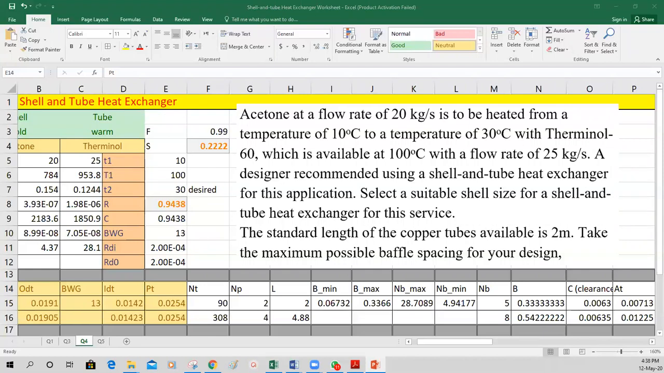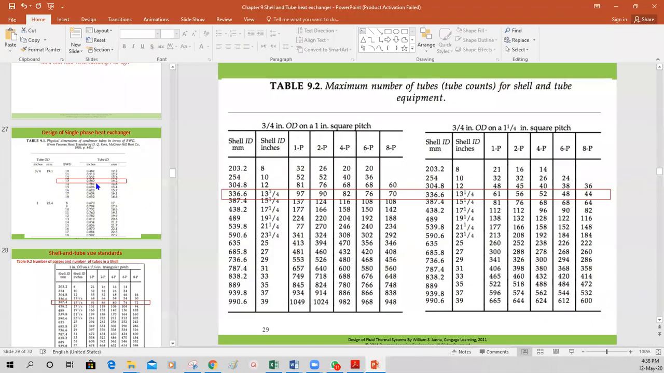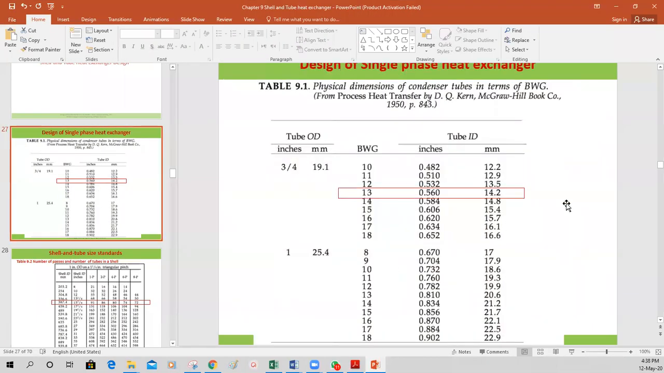Doctor, for the inside diameter of the tube, do we take it from the tube table? For the inside diameter of the tube, we get it from the BWG table. From this table, BWG, the outer diameter is 3/4 inch. Inside diameter is 14.2 millimeter for 13 BWG.